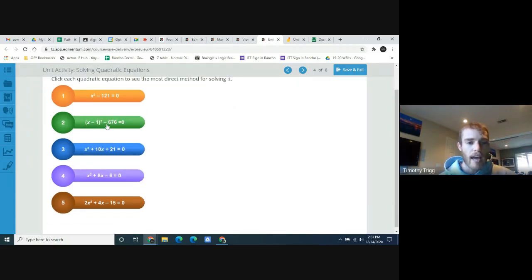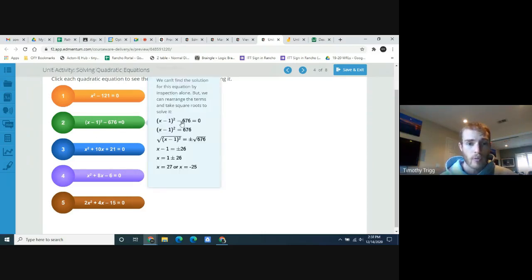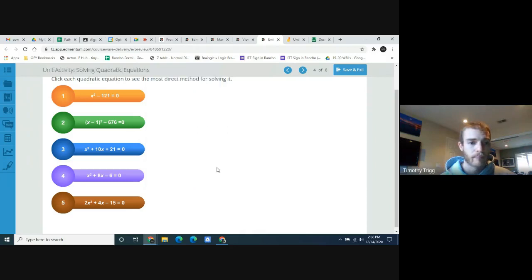In this one, you would add 676 to both sides, then square root, and then you'd get plus or minus something, and then add the 1. So you add it to both sides, get this, add the 676, square root it, gives you a plus or minus. Whenever you square root both sides, you get a plus or minus. Then add 1 to it, so 27 or negative 25.